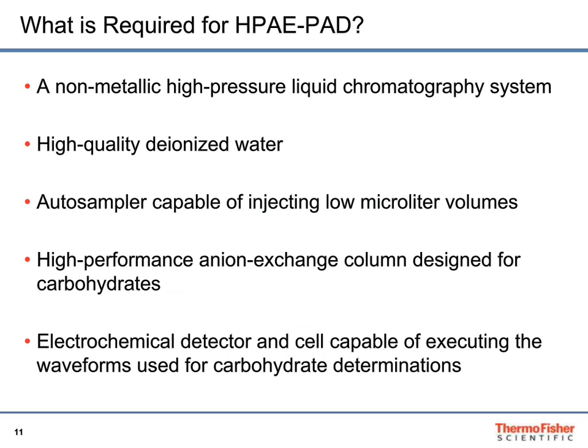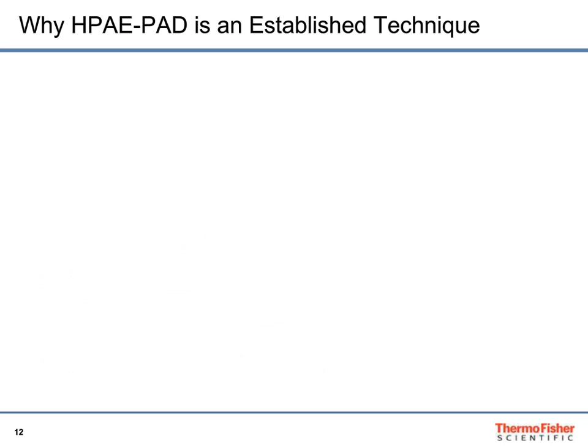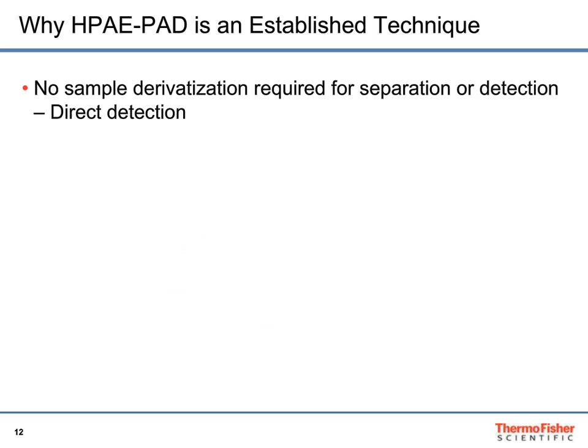Now, why is HPAE-PAD an established technique? I've told you that it's been around for 30 years. It's in over 1,000 publications. How did that come about? Well, first, as I mentioned earlier, there's no sample derivatization required for either separation or detection, so it's a direct analysis method. This is great because you can see exactly what you're looking for. As I also mentioned, it's a very sensitive detection technique. You can look at picomole quantities of carbohydrates.